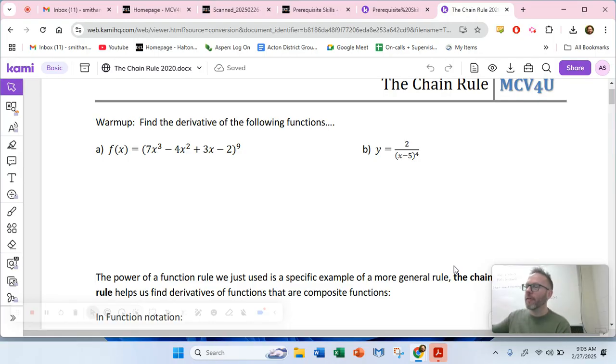Some more good news. Today's lesson is called the chain rule. And you might be thinking, oh my God, another rule. But actually, you guys have already been using this rule. A specific example of this rule.